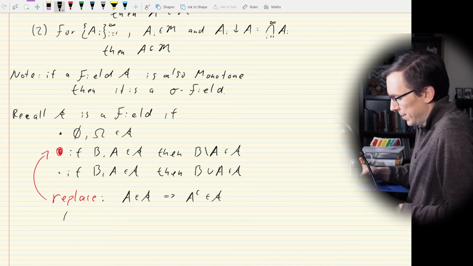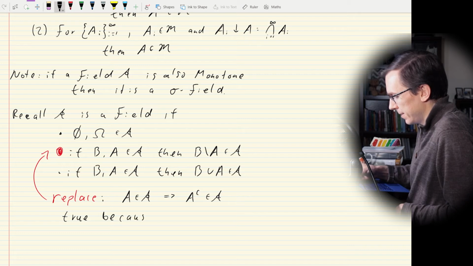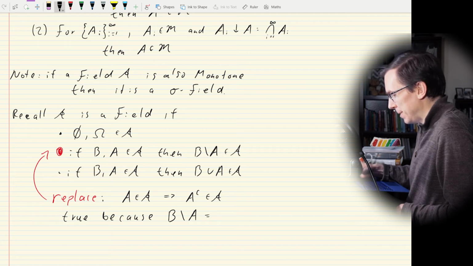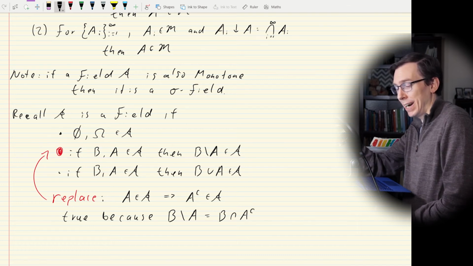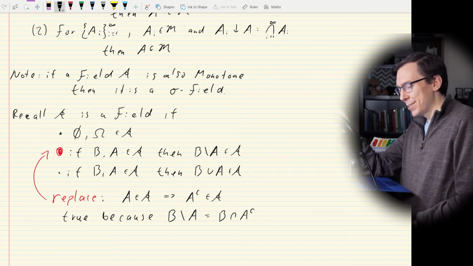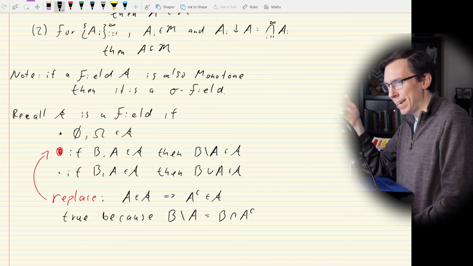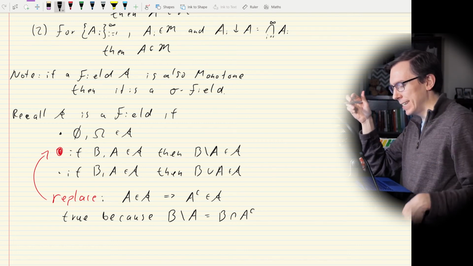Well, this is true because if I get my set theory right, B minus A is going to be equal to B intersect A complement. So what that means is that if I include complements, I can do B minus A. And if I can do B minus A, then I can do A complement. So it's kind of an if and only if kind of thing, right? I just need one of these conditions.